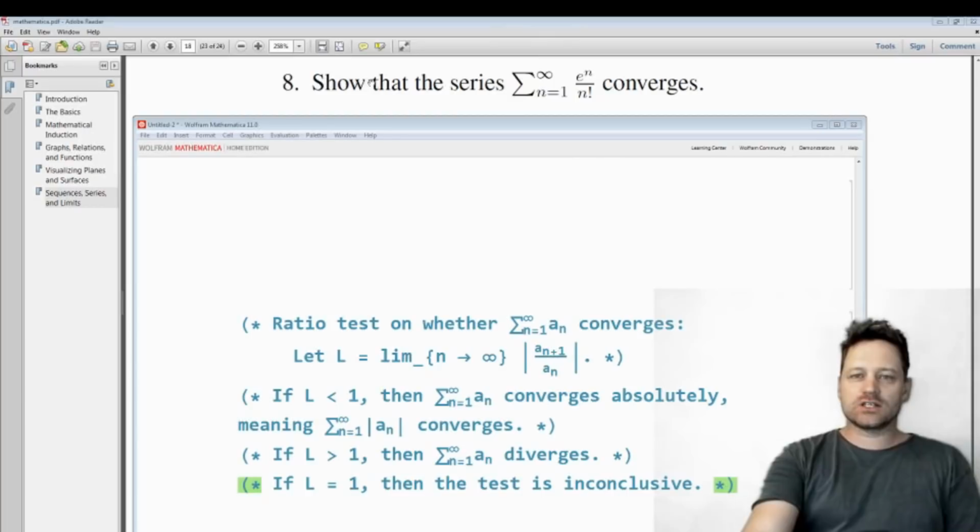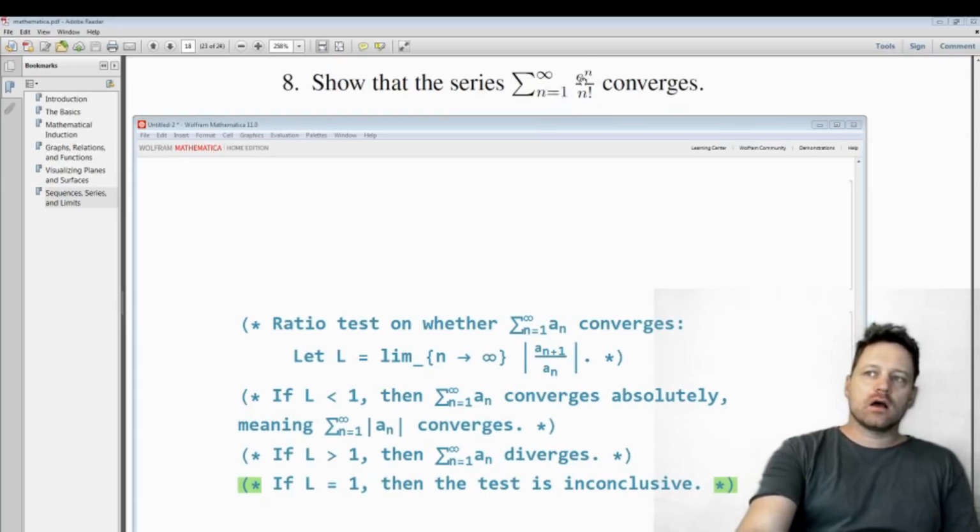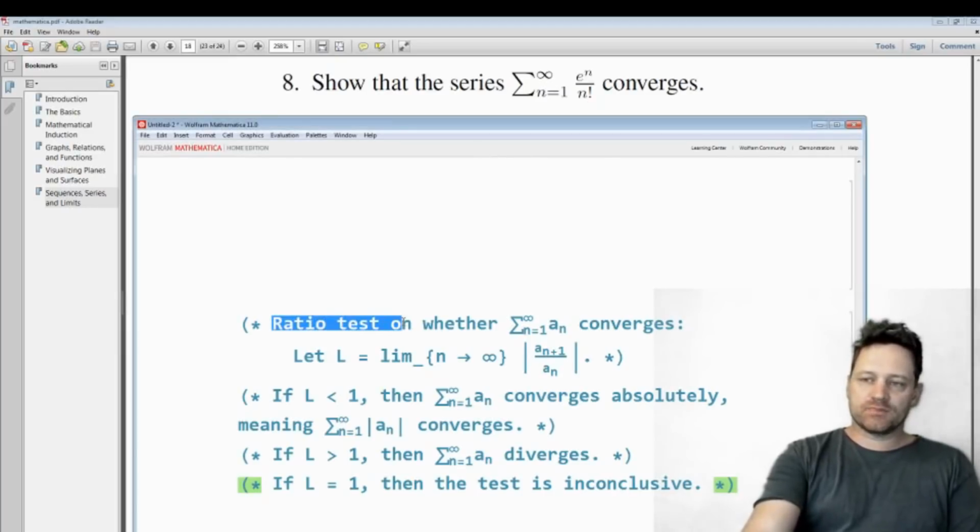The first question says, show that the series, the sum from 1 to infinity of e to the power of n over n factorial converges. Okay, now I've got the ratio test here. So we'll do this with the ratio test.